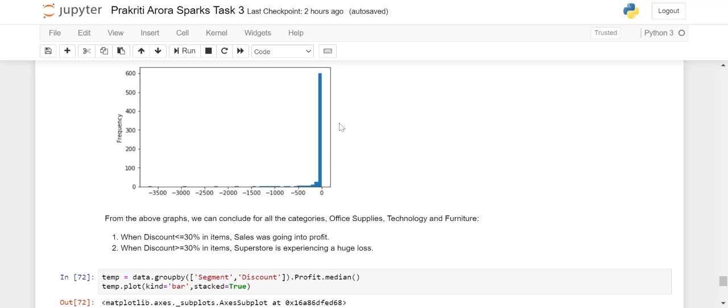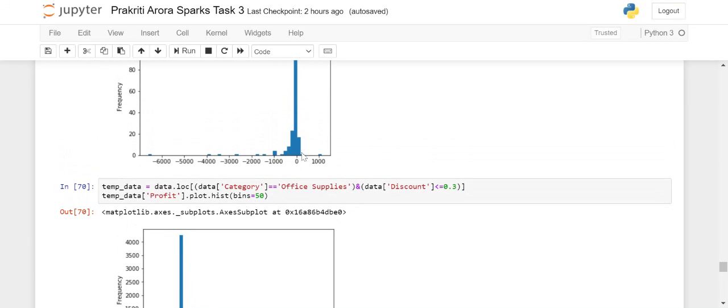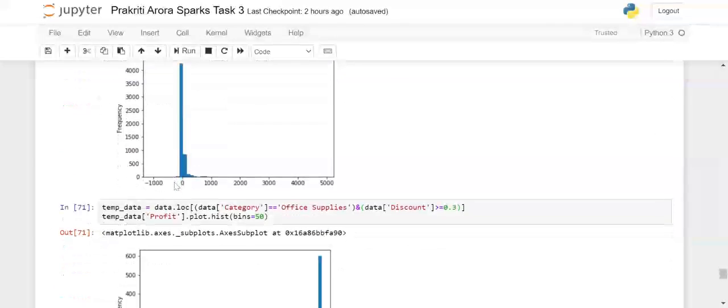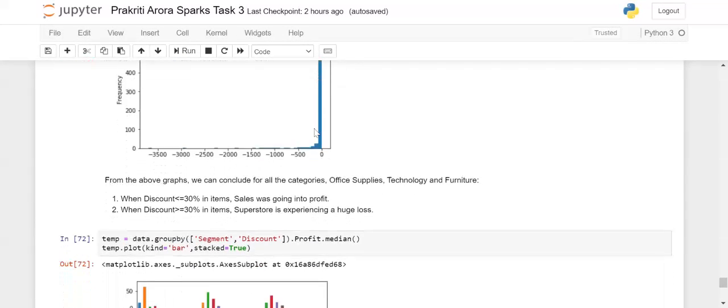So from the above graphs we can conclude for all the categories: office supplies, technology and furniture, these three were the categories. When the discount is less than 30% on items, sales were going into profit, as we saw here. No, this is loss, this is profit. And when the discount was greater than 30% on items, the superstore is experiencing a huge loss.